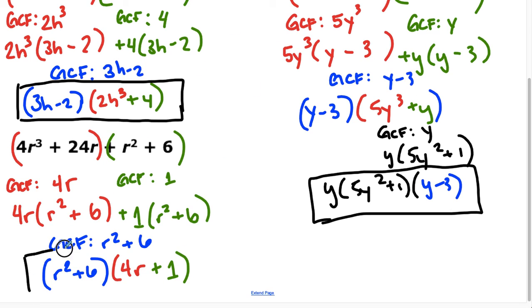And at this point, this is your final answer, because neither the blue group nor this second group has another common factor.